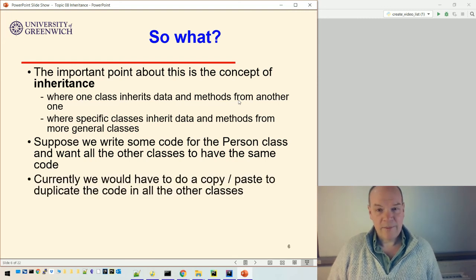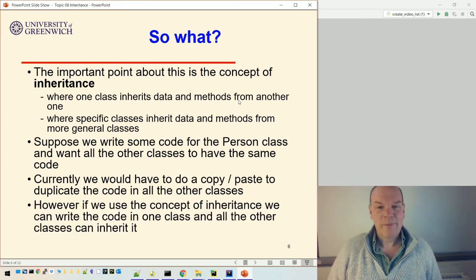Currently, the way we've done this so far, we just have to copy and paste the code from one class to another. And we've done that. So the person class and the student class and the staff class, they all have the same code. Essentially, it was copied and pasted from one place to another. But if we use the concept of inheritance, we can write the code in one class, and all the other classes can just inherit that. And that's the basic idea of today's topic.